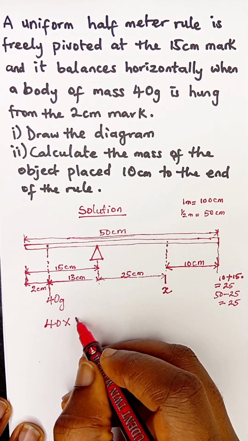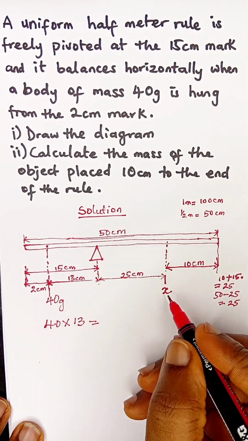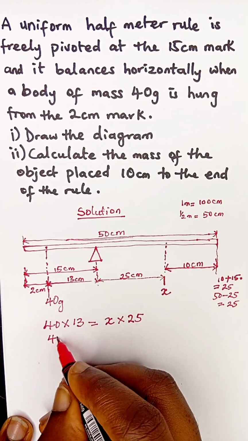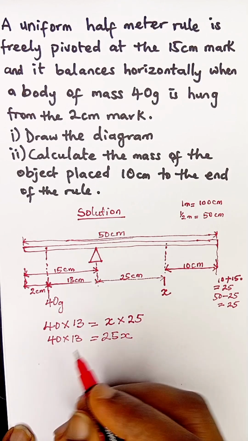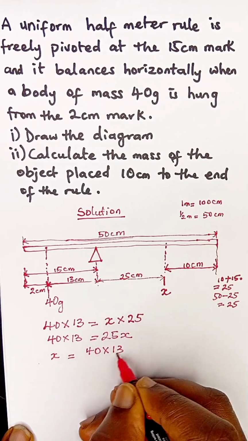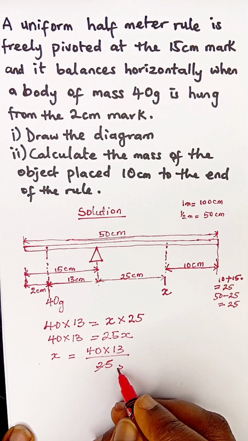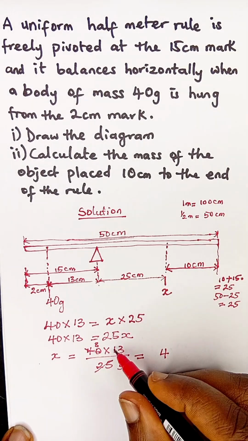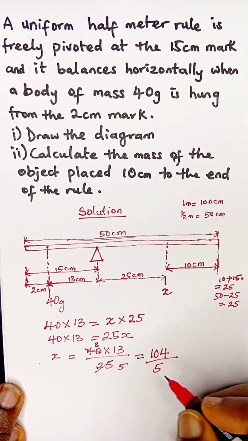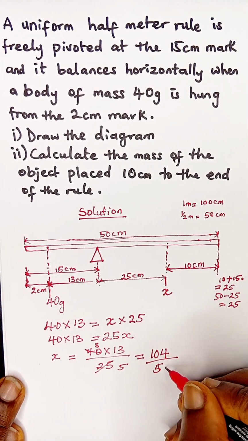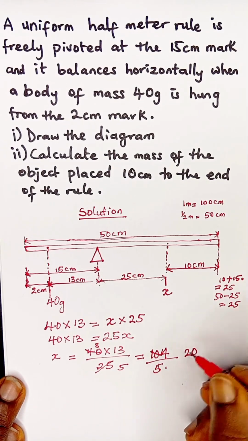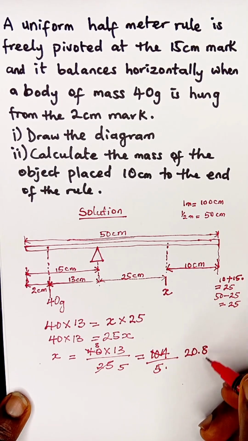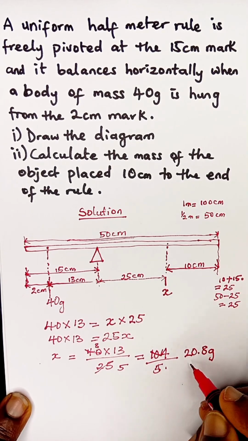So let's calculate. 40 times 13 is equal to x times 25. 40 times 13 is what? 25x. Therefore, x is 40 times 13 all over 25. 5 divides 25, 5. 5 divides 40, 8. Equal to 8 times 13, which is 104 over 5. Dividing, we have 20.8. So the answer is going to be 20.8 grams. Always remember to put your units.